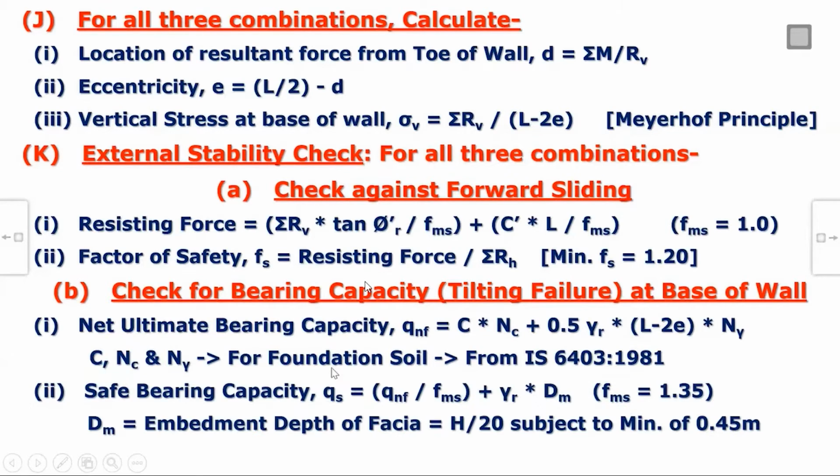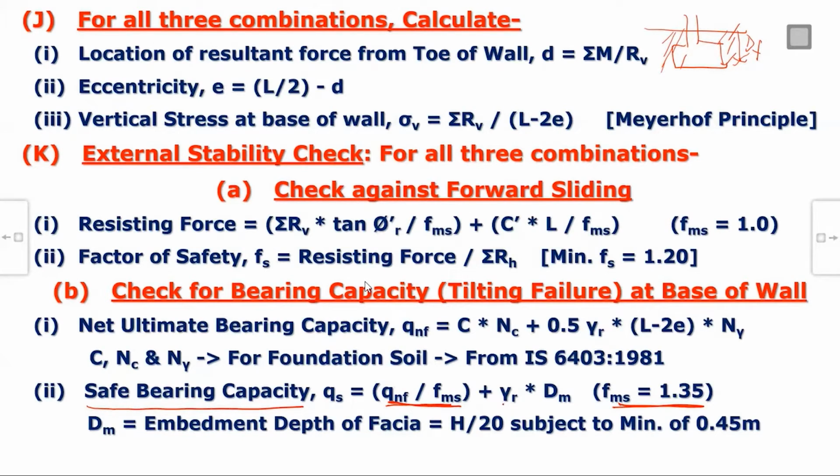ultimate bearing capacity. Now, as you must know, when you have to calculate safe bearing capacity, you first divide net ultimate by your partial factor of safety, which is 1.35 in this case as per the code, and then you add the overburden. In foundation cases also we do it like this. If this is my foundation and this is DF, then for calculating safe bearing capacity, you do QNF divided by factor plus gamma times DF, because you are backfilling this area.